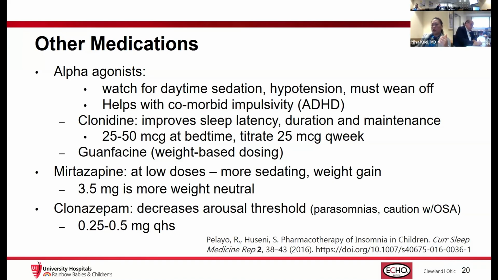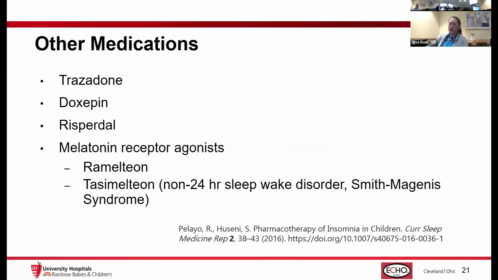Clonazepam. Benzo, obviously it decreases arousal threshold, so it's helpful with the parasomnias, but the caution, of course, just like in every other population, is if there's comorbid OSA, you want to be careful about using this. So talking about 0.25 to 0.5 milligrams nightly. Other medications include trazodone, which we use a lot in the adult world. We use it in the pediatric world too. Doxepin is a tricyclic antidepressant that can also be helpful. A lot of these medications can be compounded.